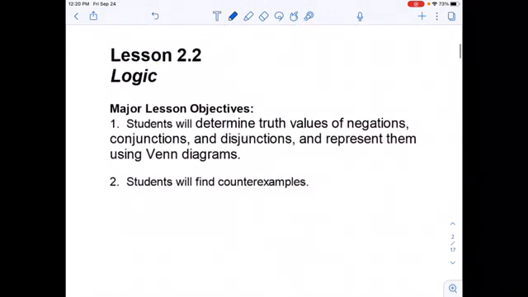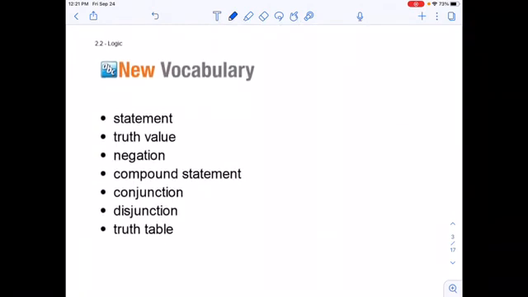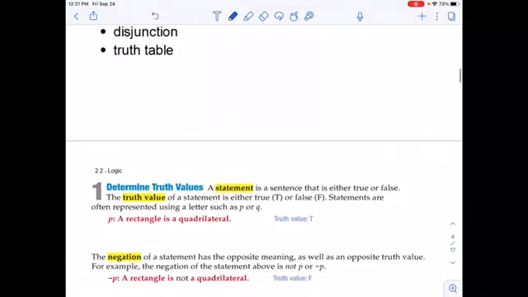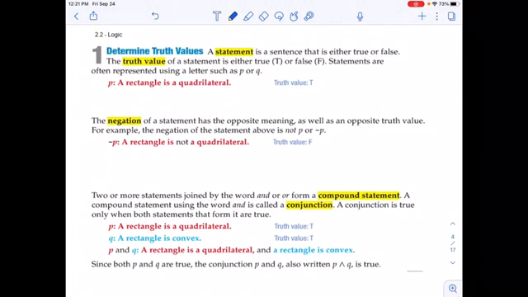Okay, so our lesson today, 2.2, logic. You guys will be able to determine truth values of negations, conjunctions, and disjunctions and represent them using Venn diagrams, and you will be able to find counterexamples. So our new vocab is statement, truth value, negation, compound statement, conjunction, disjunction, and truth table. So part 1, we are going to determine truth values.